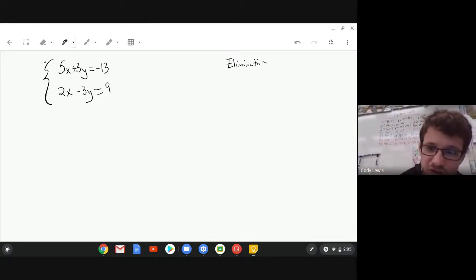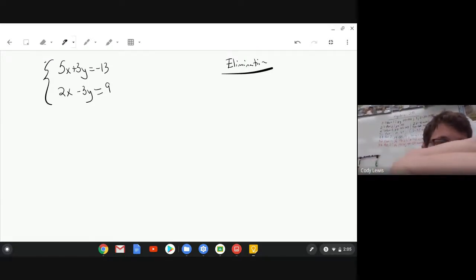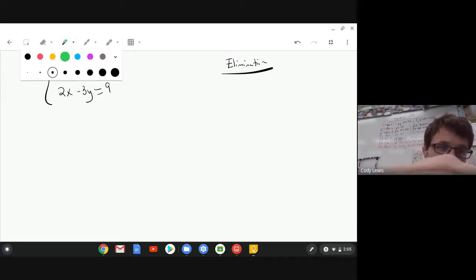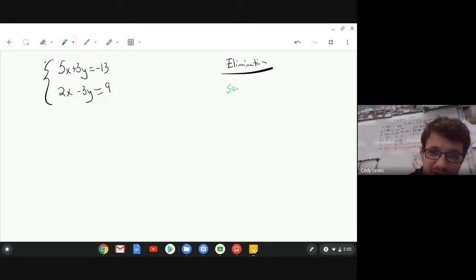Elimination tells you that the first thing you should do is line up your x's and y's. All right, so everything's going to be lined up. If you look on your hint page, the hint page says line everything up. So x's in line with x's, y's with y's, numbers with numbers, equal signs with equal signs. My goal is to find coefficients that are the same number with opposite signs.